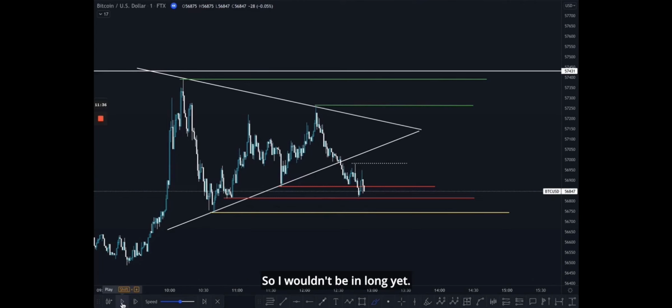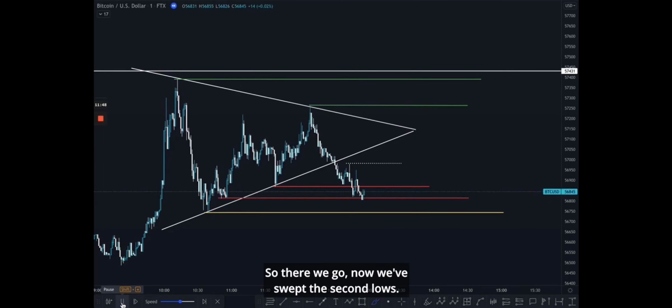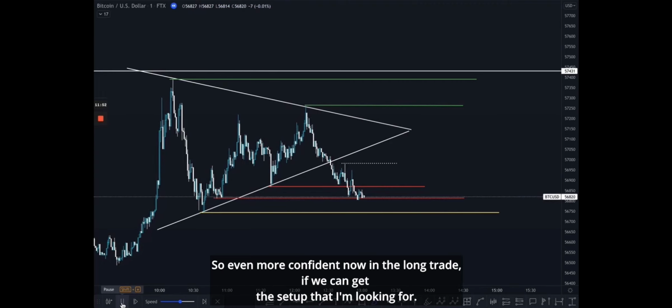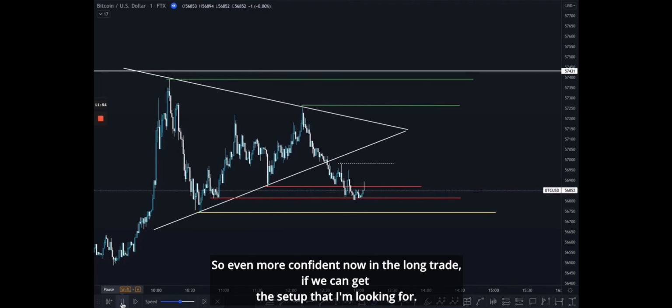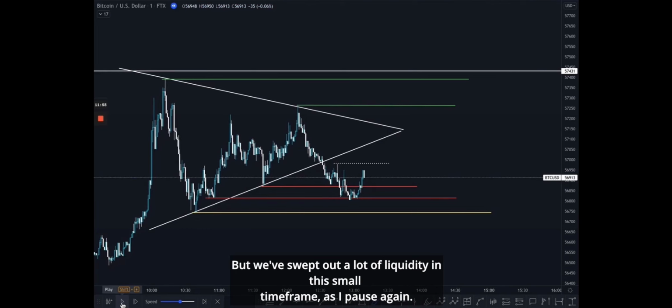So I wouldn't be in a long yet. I'm not in a long yet. I don't know the trigger. We've swept the liquidity, but we haven't confirmed that the bottom is in on a 1 minute. And now we've got flat lows. So there we go, now we've swept the second lows. So I'm even more confident in the long trade if we can get the setup that I'm looking for. We've swept out a lot of liquidity in this small time frame.